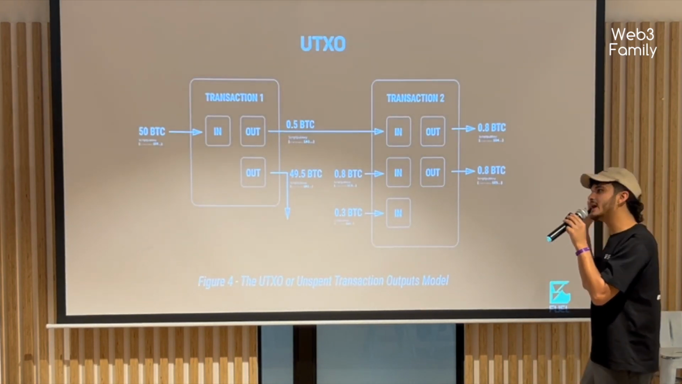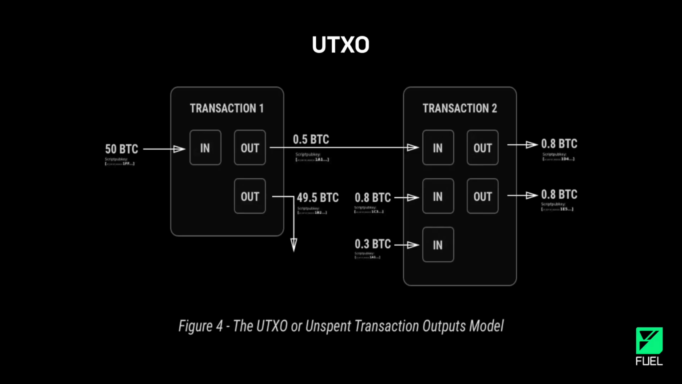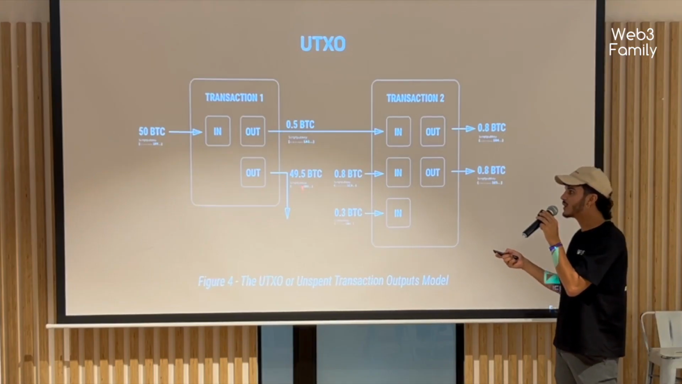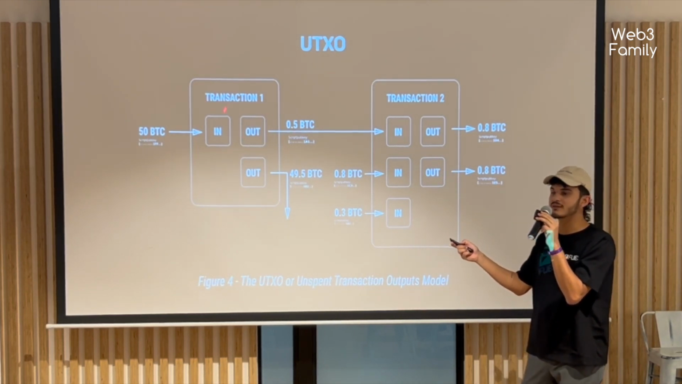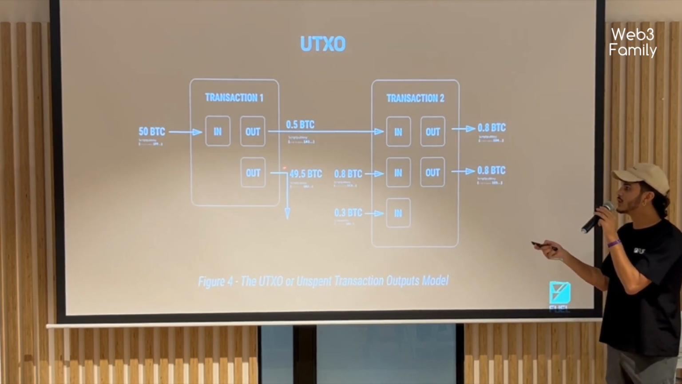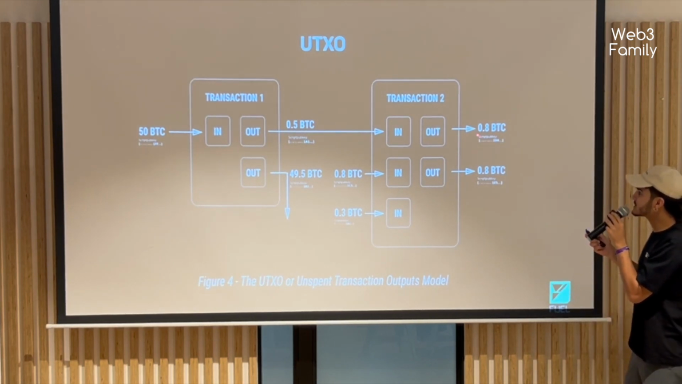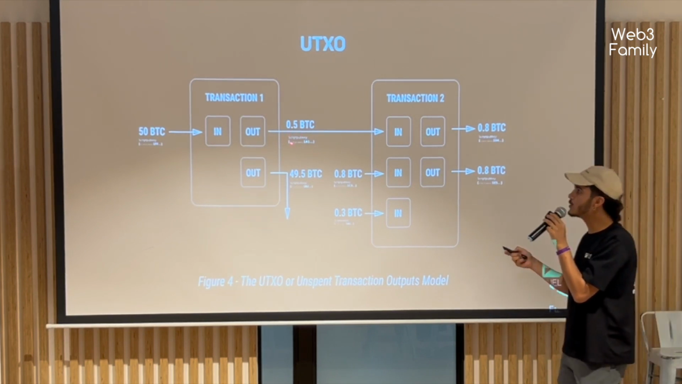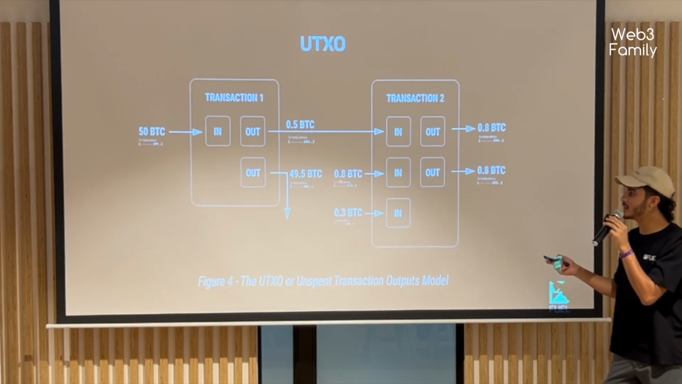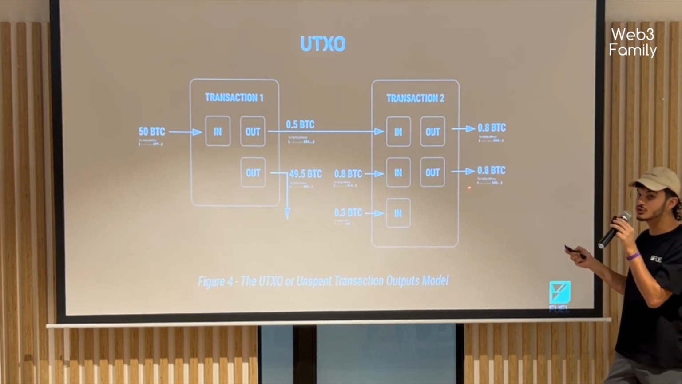A more detailed look might be this one, where you have 50 BTC coming into one transaction. This transaction is splitting 0.5 into another transaction and keeping 49.5 for the owner. So basically, this is you having 50 BTC and spending just 0.5. One is going to the next transaction, the other one is being kept in your address. In the second transaction, somebody is trying to spend 0.8, so it's combining one UTXO of 0.5, another of 0.8, and another of 0.3. These are being destroyed and merged into these new UTXOs.